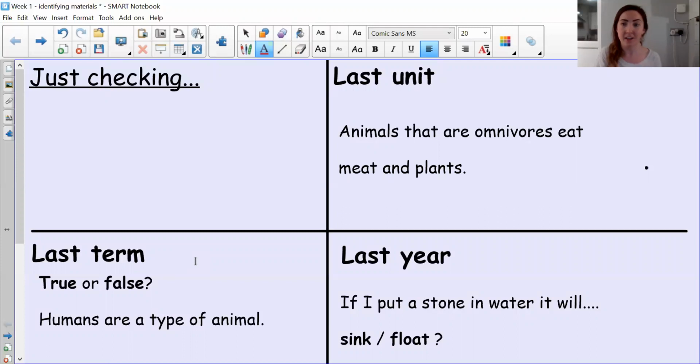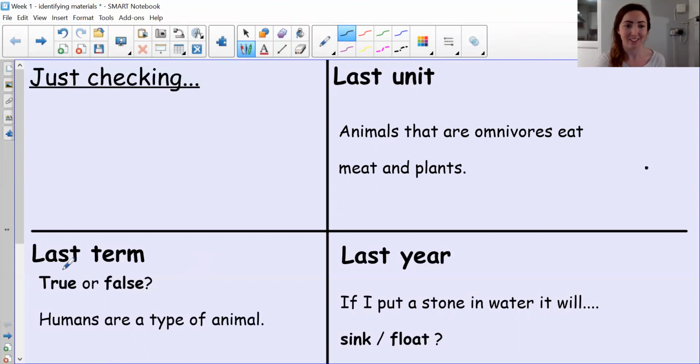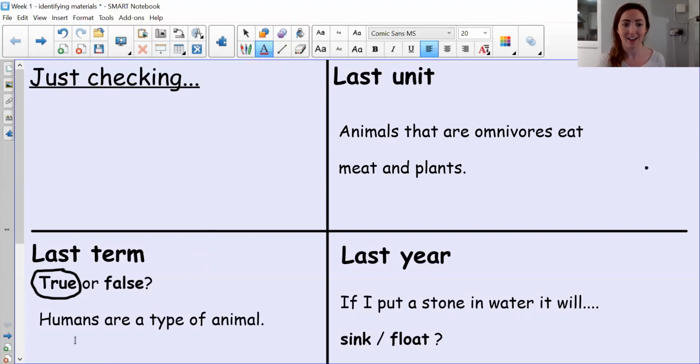Okay, question from last term. True or false? Humans are a type of animal. Okay, well done if you said true. They are absolutely a type of animal. And bonus points if you can tell me what type of animal humans are. Okay, well done if you said mammals. Humans are a type of mammal.